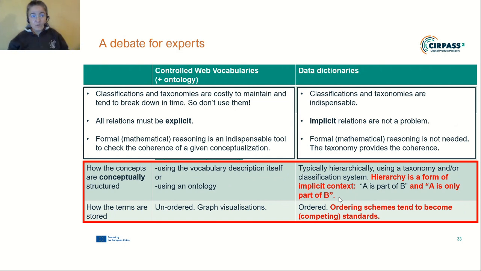The arguments that you will have in the opposing approach are that classifications and taxonomies are indispensable tools and we cannot do without them. Implicit relations are not a problem, and formal reasoning is not needed because the taxonomy provides this coherence. So I cross my fingers and I hope that I manage to capture what the experts are arguing about.